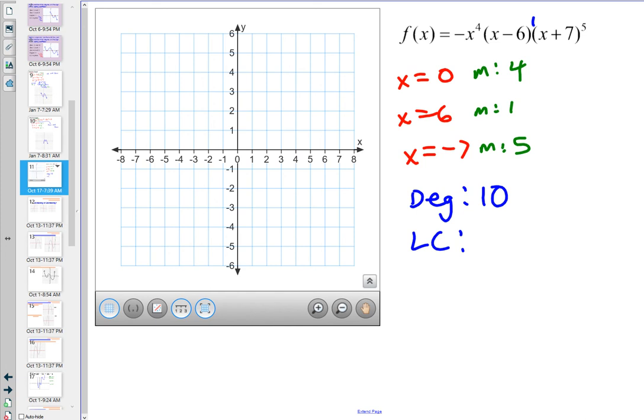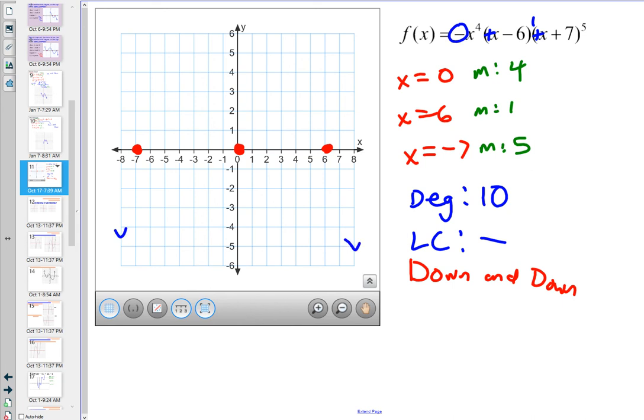And the lead coefficient, think about it, when you factor, you're multiplying, right? This first x is negative, this x is positive, this x is positive. What is negative times positive times positive? It's negative. So with an even degree and a lead coefficient that's negative, what should the end behavior be? Down and down. So now let's sketch. 0, 6, and negative 7 with both arrows facing down.